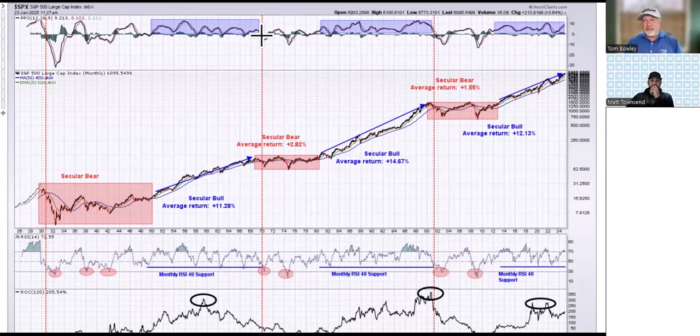And what the PPO is telling us, if you're looking at the PPO, this is a 12 and 26 period exponential moving average, a comparison of those two. 12 months is a year, 26 months is 2 years and 2 months. And so for this PPO to turn negative, you've got to see weakness for an extended period of time, or at least a slowing of the momentum to the upside.